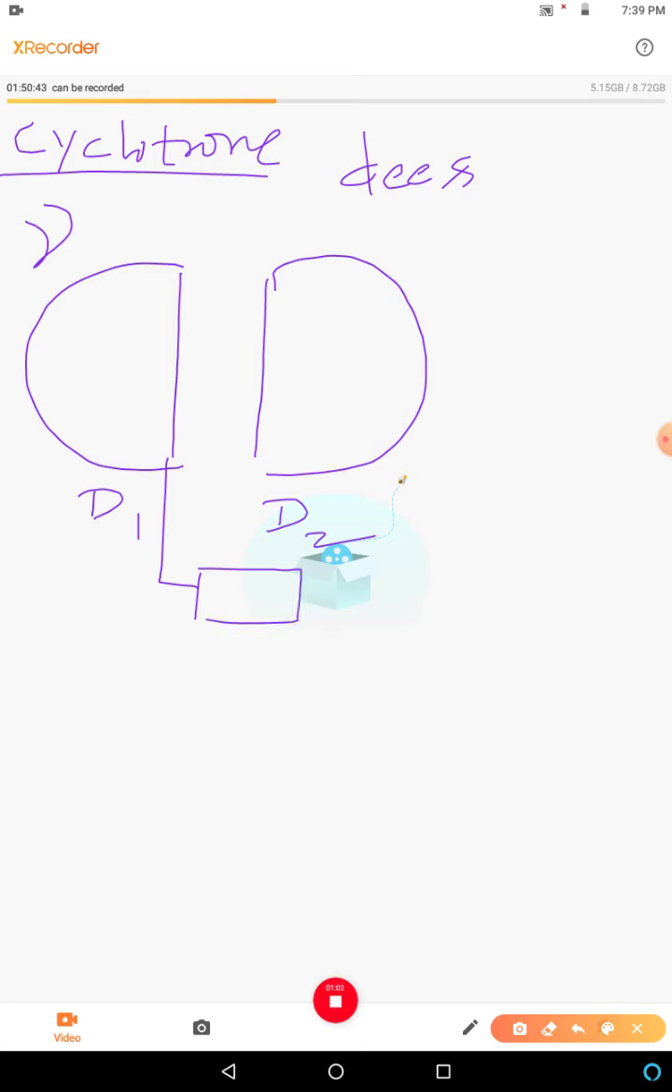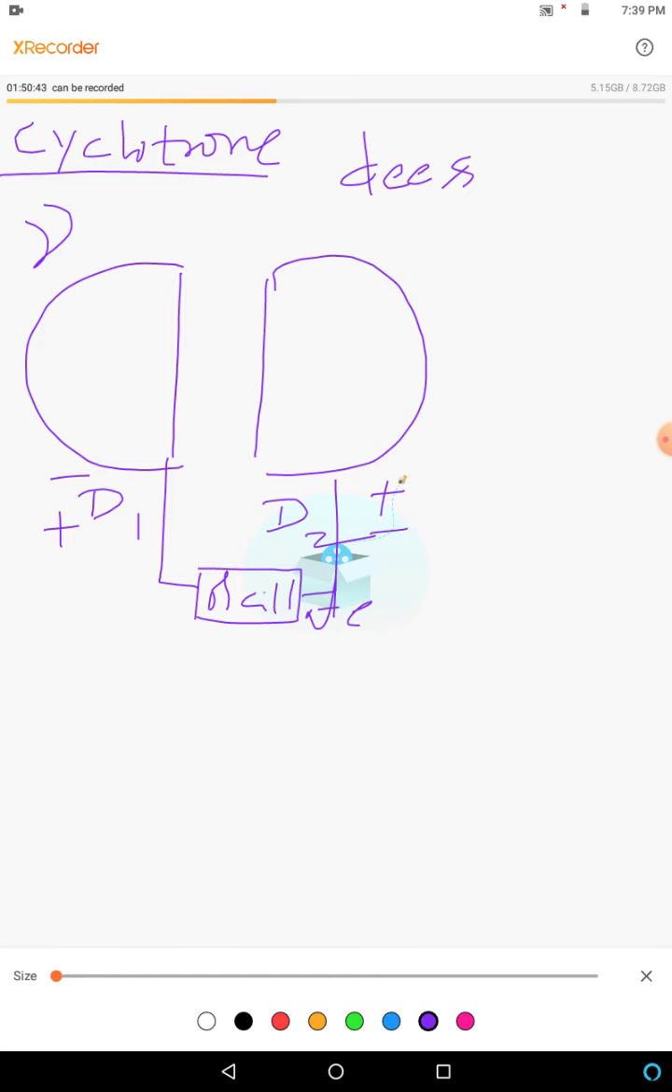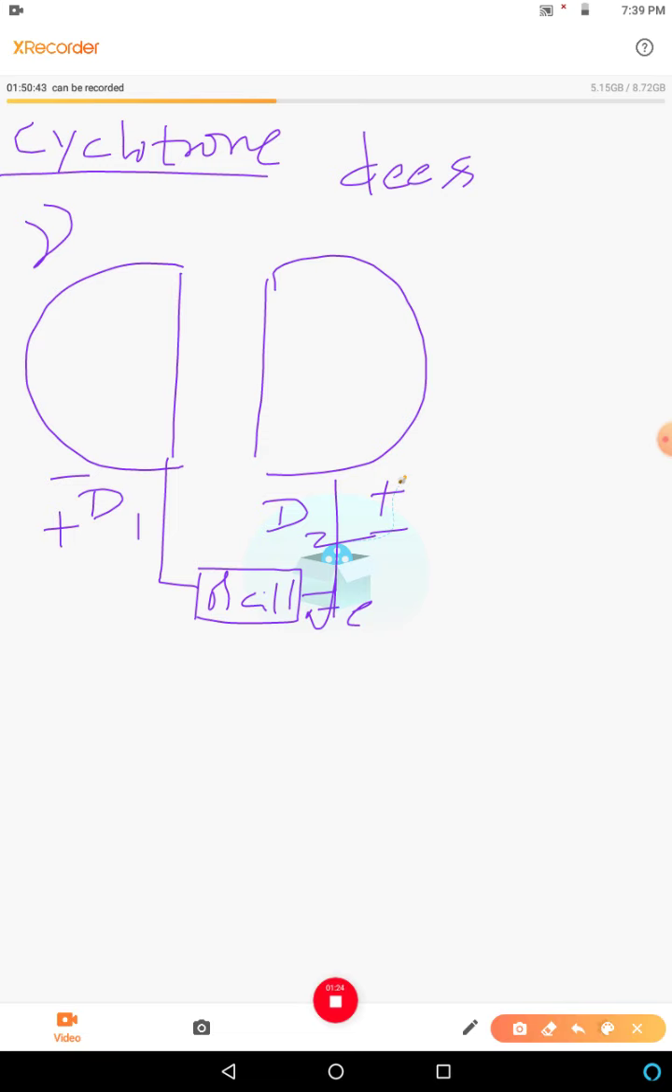We connect the two Ds to an oscillator. What does the oscillator do? It produces an alternating voltage. At some moment this D will be at positive potential and this at negative. In the next moment this will be at positive and this at negative. That is the work done by the oscillator. The oscillator produces an alternating voltage with a frequency equal to the frequency of revolution of the charged particle.